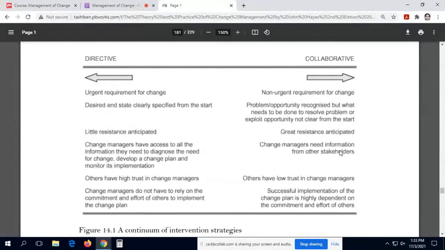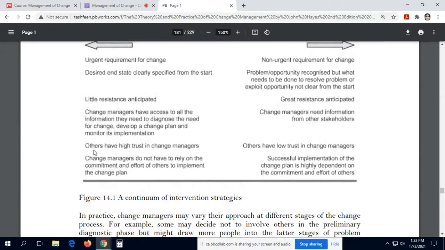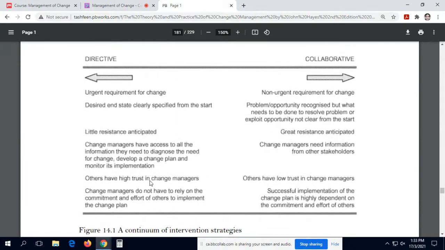When you are implementing some type of change strategy, you would have to think about the medium also, what the medium is, and so on and so forth. Let's look at the next ones. Others have high trust in change managers. High trust. And on the right hand side, others have low trust in change managers.